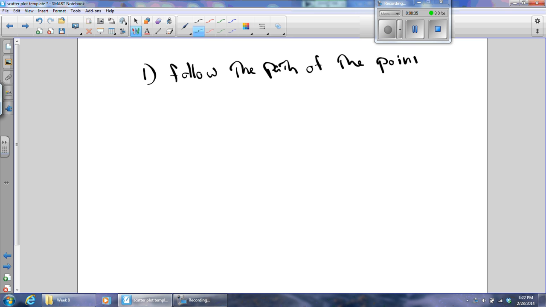Okay? If the points are going like this, well, my line of best fit better be going roughly in that direction. If my points are going like this, and those seem very linear, then my line, of course, would go down something like that. Okay, number one is follow the path of the points.